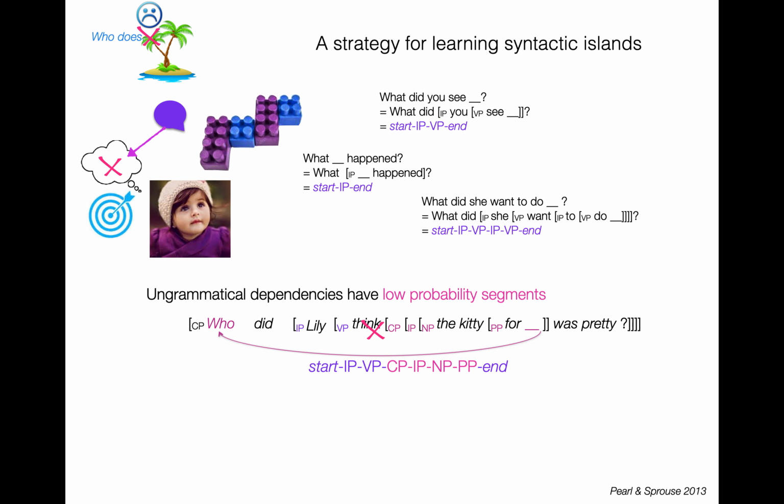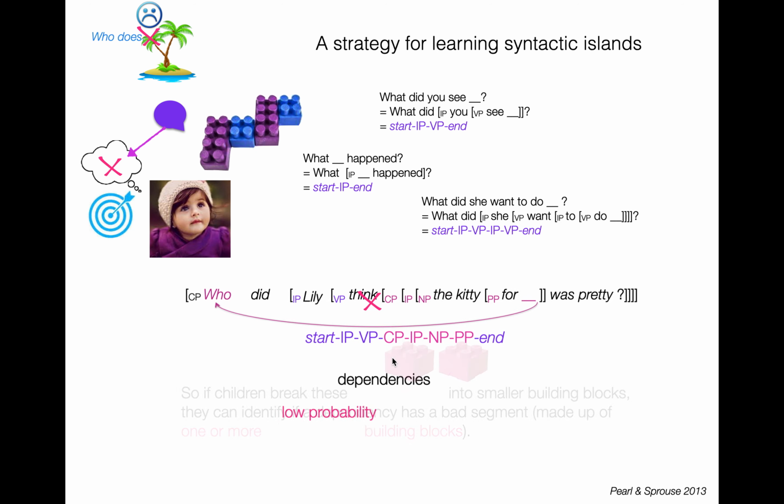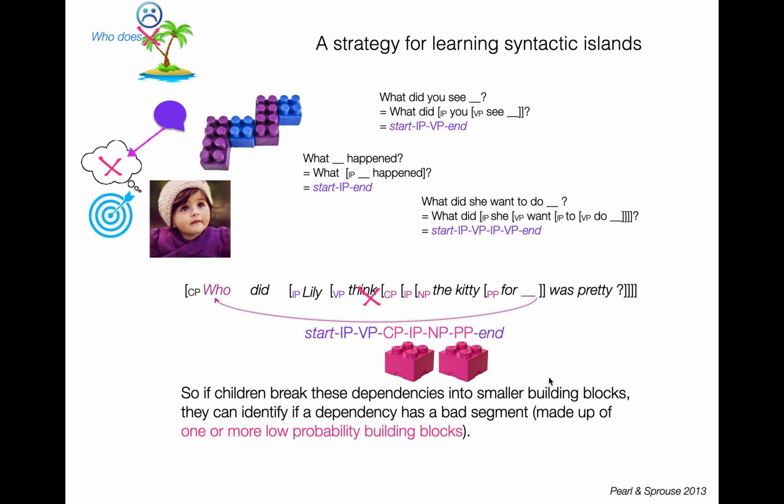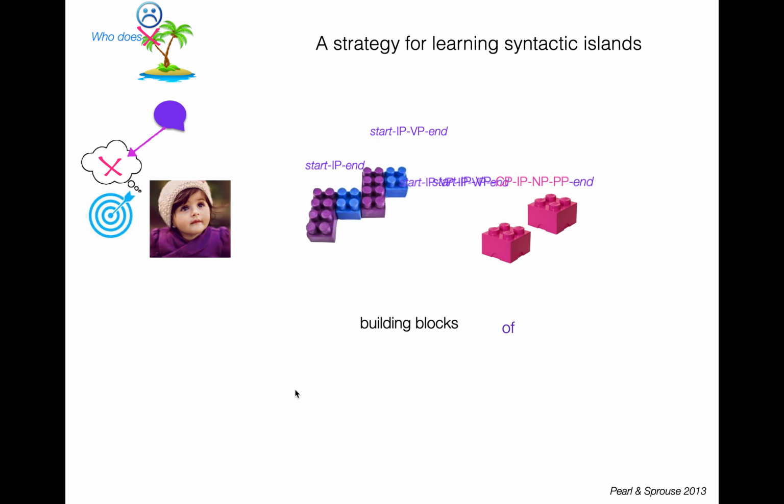And so, of course, ungrammatical dependencies can also be characterized this way. This is, for example, this island crossing one: who did Lily think the kitty fort was pretty? And they're going to have what we think of as low probability segments in that sequence, and that's going to be your signal that something has gone awry and you don't like this dependency, right? So if children break these dependencies into smaller building blocks, they can identify if a dependency has a bad segment made up of one or more low probability building blocks.